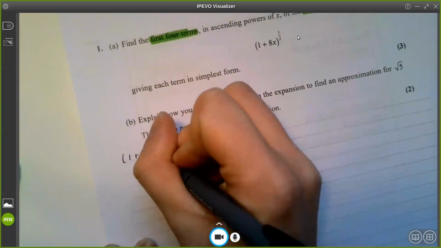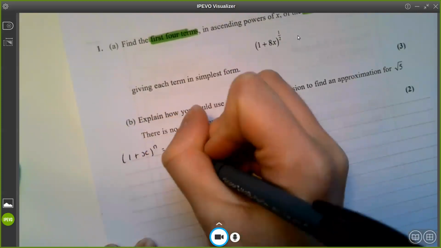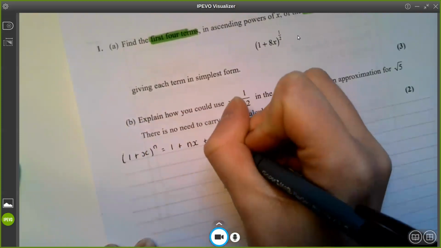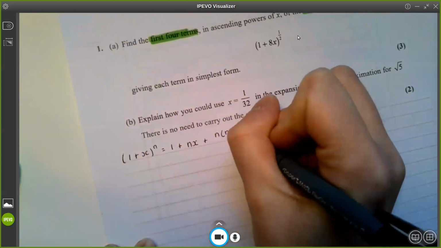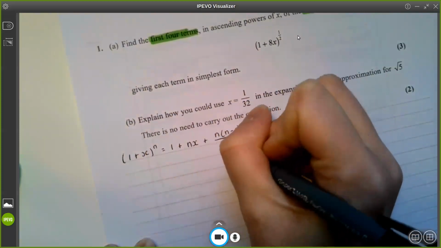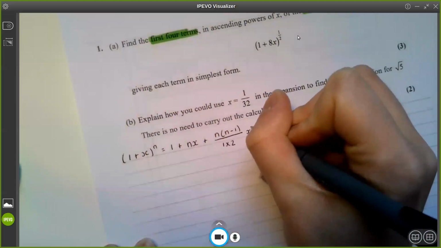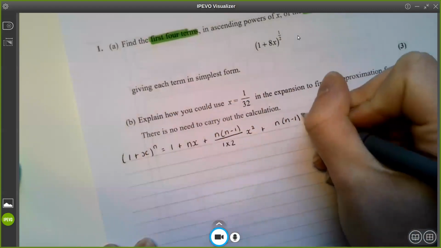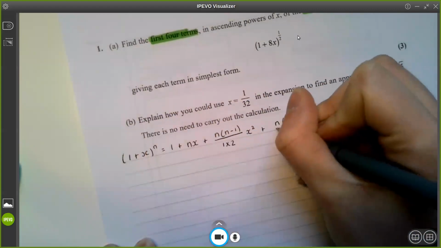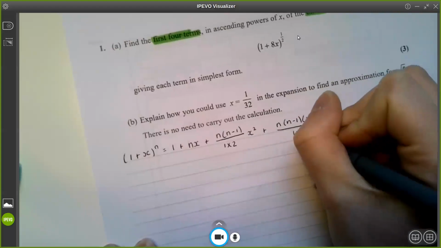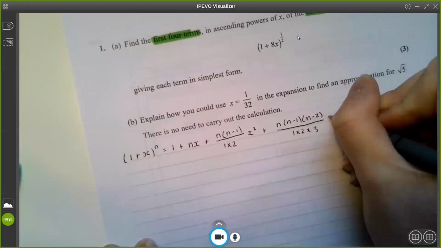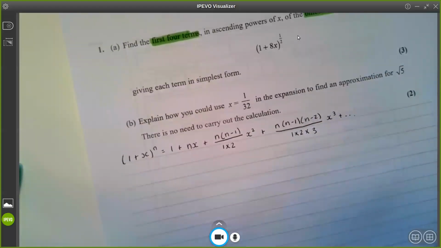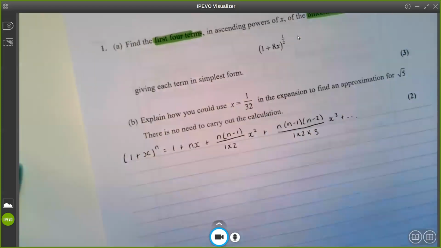That's for (1 + x)^n, which is equal to 1 + nx + n(n - 1)/(1 times 2) x squared + n(n - 1)(n - 2)/(1 times 2 times 3) x cubed + ... I'm not going to write any more because I only want the first 4 terms.